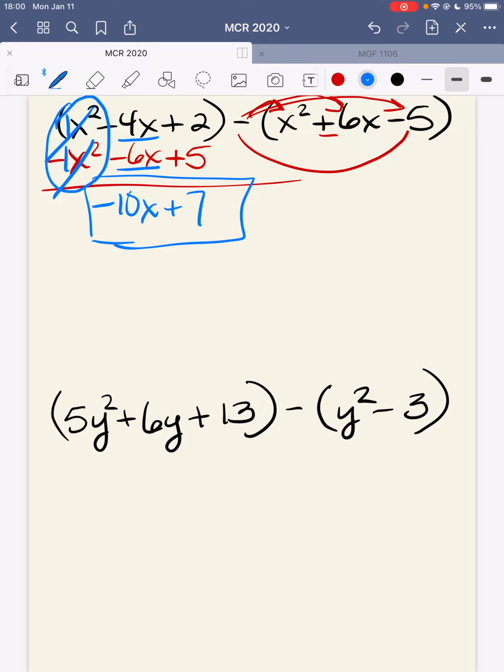Just make sure you're watching your signs and making sure that's what's really happening. Again, I would encourage you to pause the video and try below. These ones here, not everything matches up, so just be really careful. And pause, go ahead, try it, and then I'll work it out in just a second.